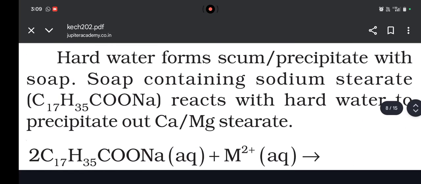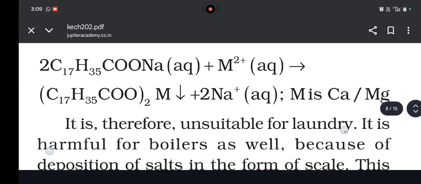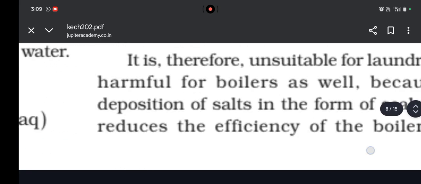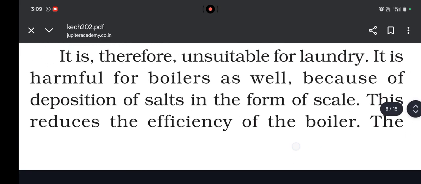Hard water forms a scum precipitate with soap. Soap containing sodium stearate, C17H35COONa, reacts with hard water to precipitate out calcium and magnesium stearate. It is therefore unsuitable for laundry. It is harmful for boilers as well because of decomposition of salts in the form of scale. This reduces the efficiency of the boiler.